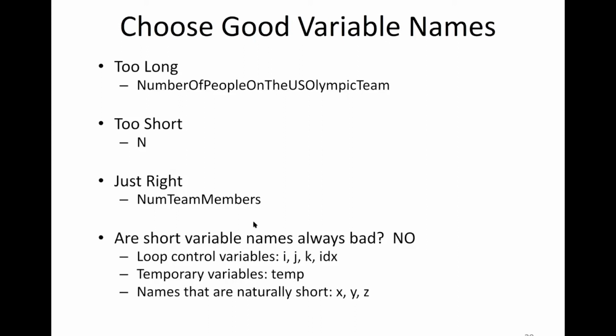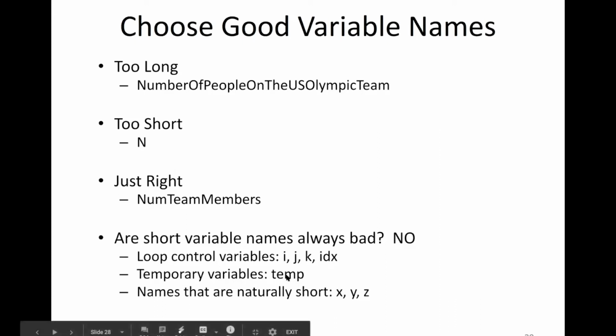There are a few cases where short variable names are good. Generally, they're not. Generally, a one character variable name is a bad idea. But by convention, we often do it in loop control variables. So in a for loop, we will often create an index called I, which stands for index. And then if we have a nested for loop, we just continue from there. I is the first one, J is the next one, K is the next one. Or we might use something like IDX. Those are good for loop control variables, but not if they're used outside of the loop.